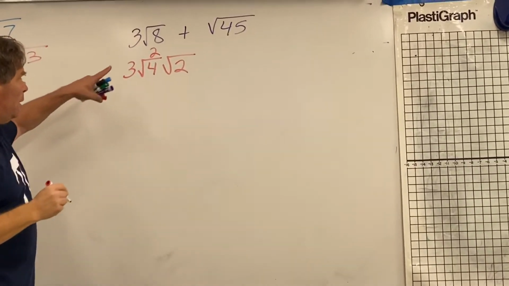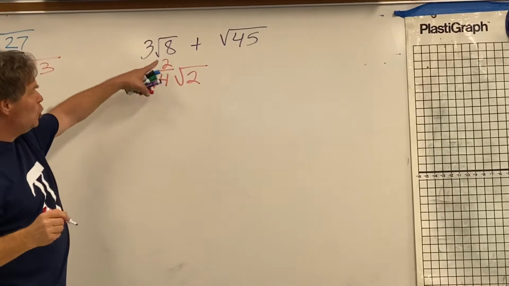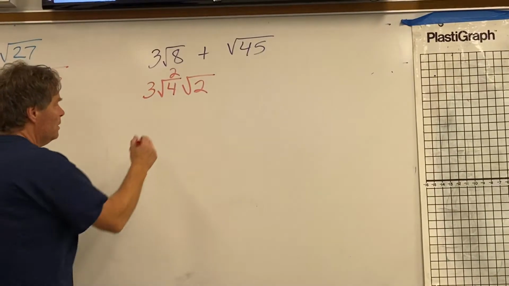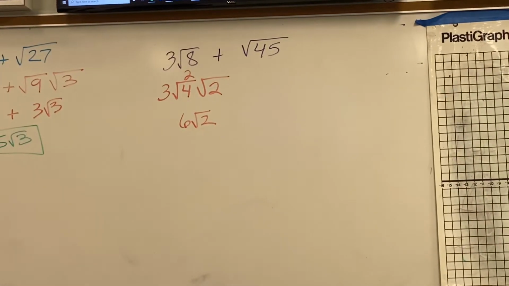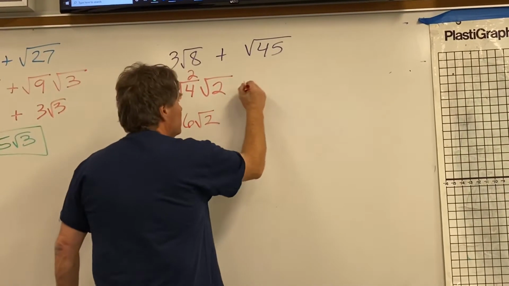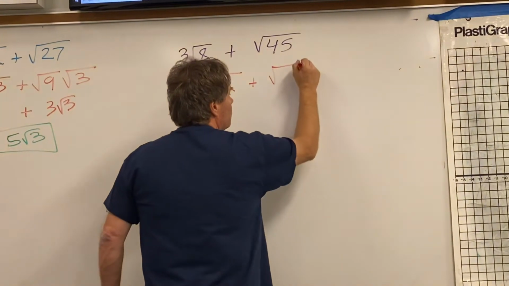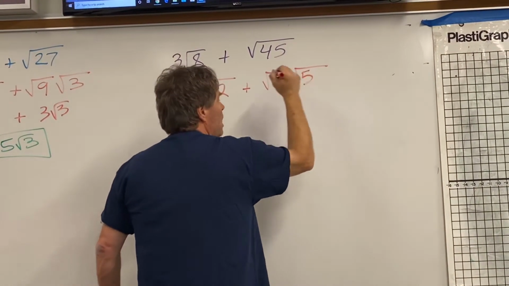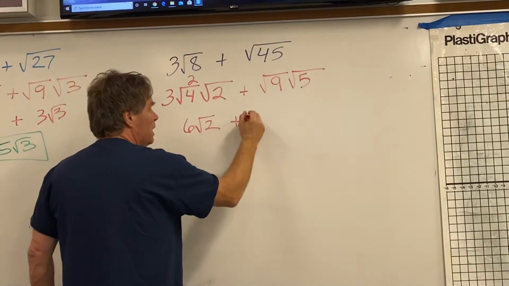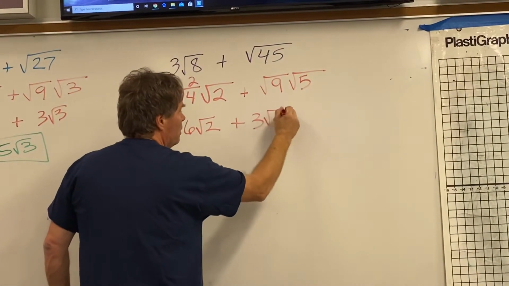So look what we got here. 3 times 2 times root 2. That's going to be 6 root 2. Plus root 45. Root pretty, root ugly. You know what's pretty about 45? 9. You know what's ugly? 5. Square root 9 is 3. So we get 3 root 5.